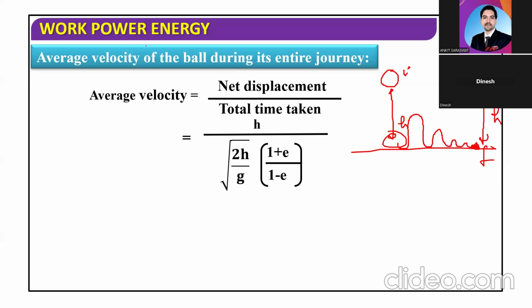Finally, it is on the ground. Initially, it is up, so displacement is initial to final. Finally, it is here only. Initially the ball is up at height h. Finally, 0. So displacement is h only. Total time will be the same.